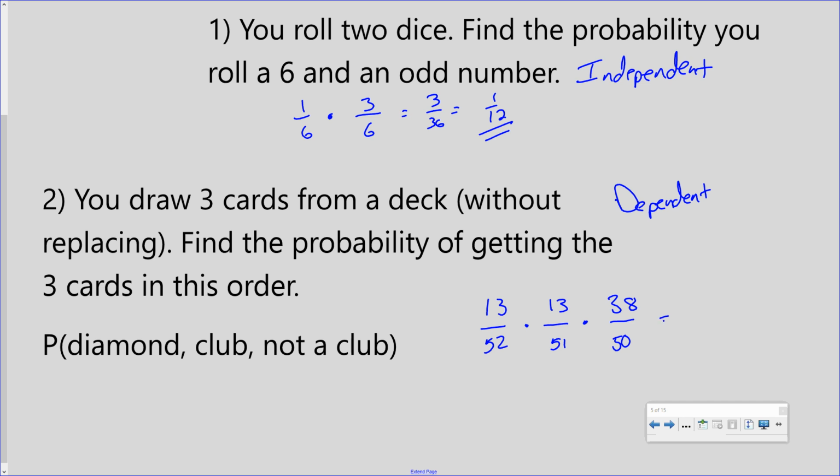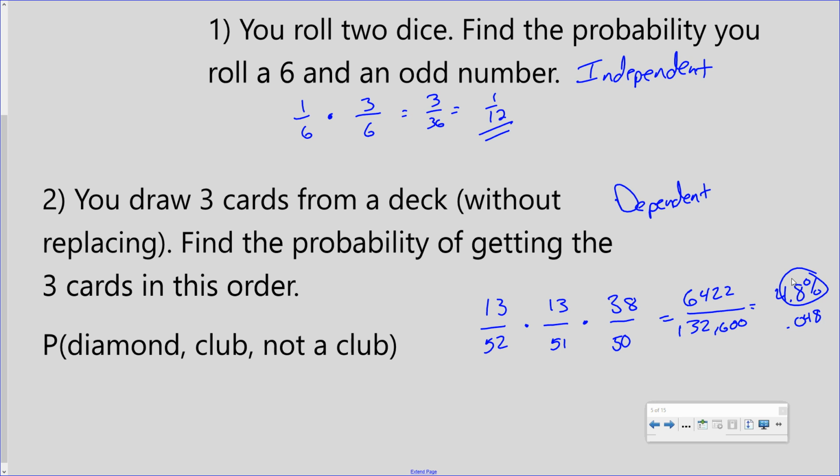So when I multiply all these together, we're going to get some huge number. 13 times 13 times 38. On top, we get 6,422. So out of all the possible outcomes, that's how many of them are favorable. Down below, we're going to have 52 times 51 times 50. It's a much larger number. 132,600. Right, that fraction's not all that helpful. Obviously, it could be reduced, but let's just figure out what the decimal equivalent is. It's going to be about 4.8%, or 0.048. Not very likely at all, right?